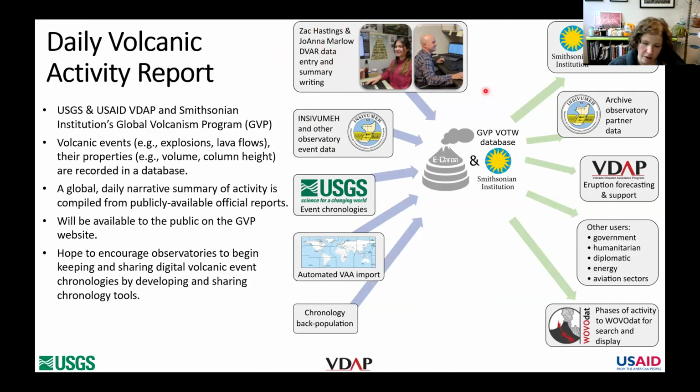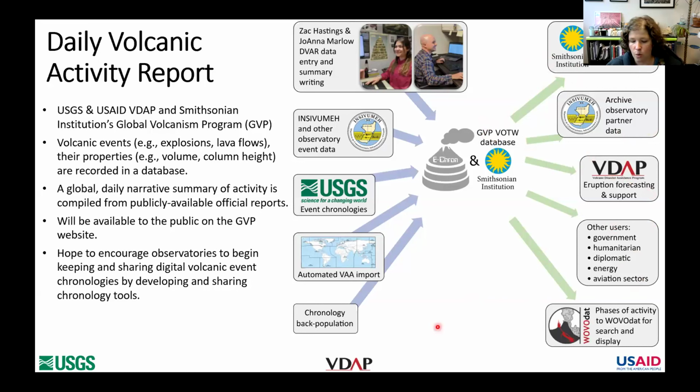This is being done by a few new hires. We're also hoping that observatories will contribute their event chronologies, and we have a few test cases going with that. Like I said, we're ingesting any other data as we can. And then with that database, we'll have that data publicly available on the GVP website, the event data and those narratives. It will also serve as an archive for that observatory partner data, a sort of backup of all of that isn't on their servers. Like I said, it helps with that eruption forecasting and support from VDAP.